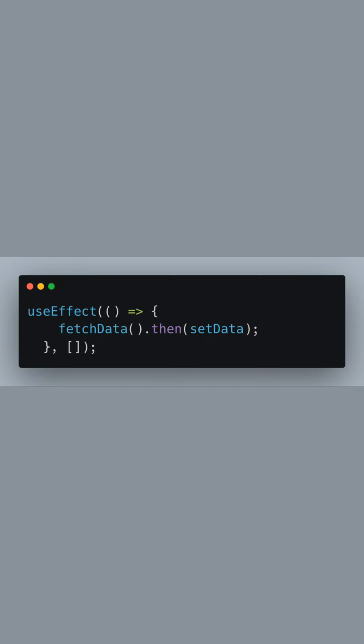In a useEffect hook, we call fetchData. This hook will execute only once when the component mounts, due to the empty dependency array. When fetchData resolves, it updates the state by calling setData with the fetched data.